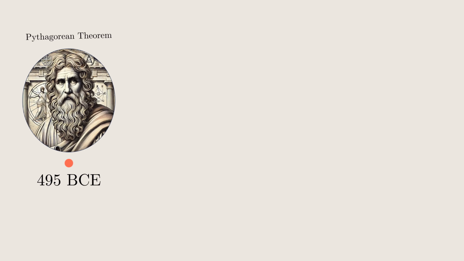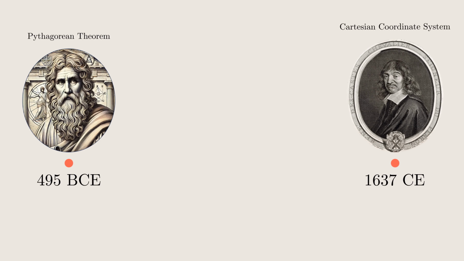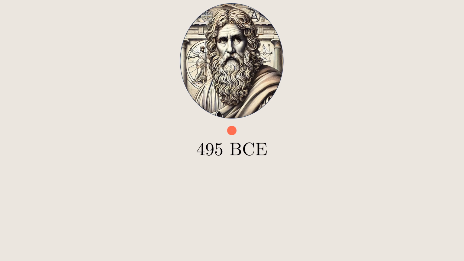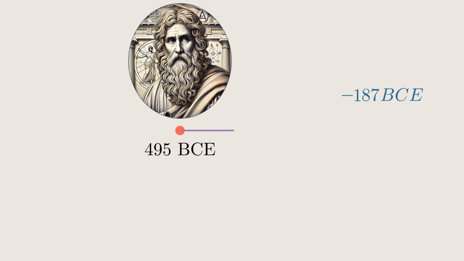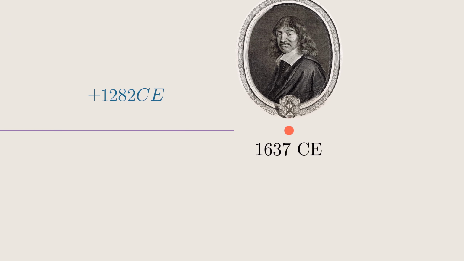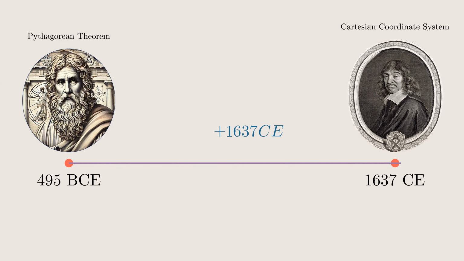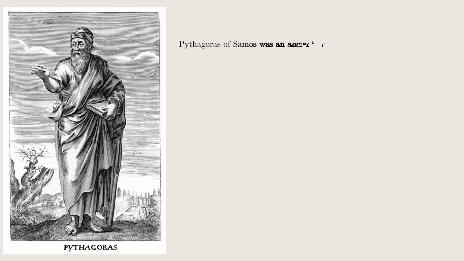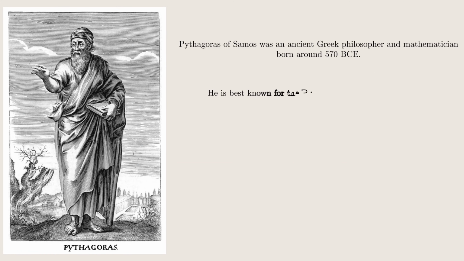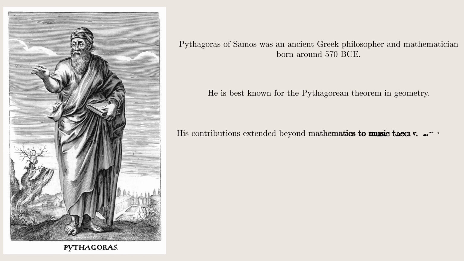Did you know it took over 2 millennia for the Pythagorean theorem to be used in calculating distances with the Cartesian coordinate system? This fascinating journey highlights the gradual interconnection of mathematical concepts over the centuries. Pythagoras, who was born in 570 BCE, was an ancient Greek mathematician and philosopher best known for the Pythagorean theorem.